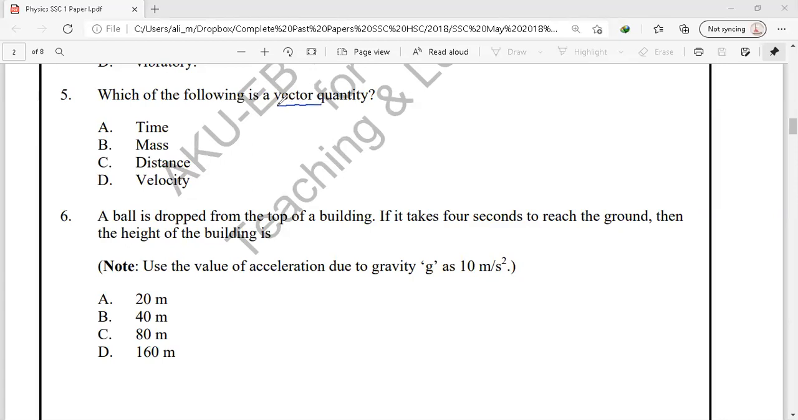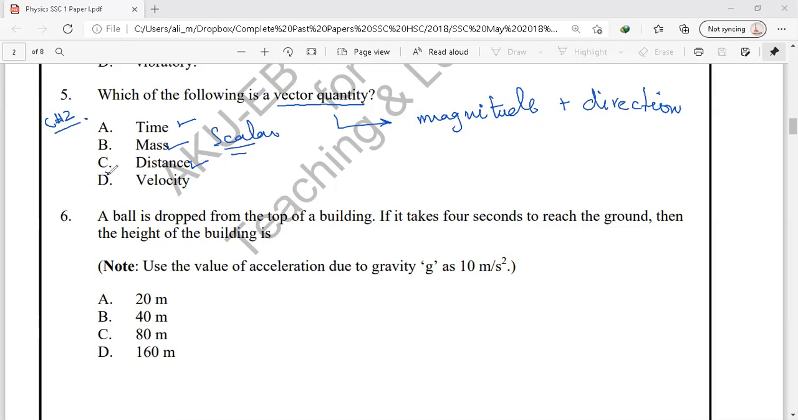Which of the following is a vector quantity? So this question is from chapter number 2, and the topic is scalars and vectors. As we know, the quantities that require magnitude as well as direction for their representation, those quantities that can be described by using their magnitudes and directions, are known as vector quantities. So mass, time and distance, these all are scalar quantities, while velocity is a vector quantity. Velocity जो है वो एक vector quantity है because it has a specific direction. So the correct option for this question is option D. Let's come to question number 6.